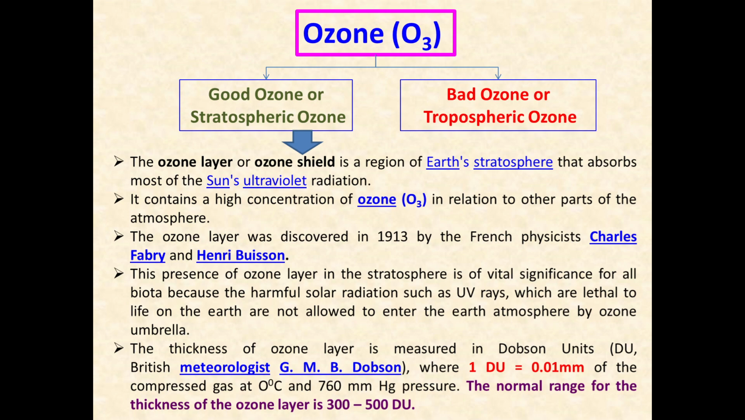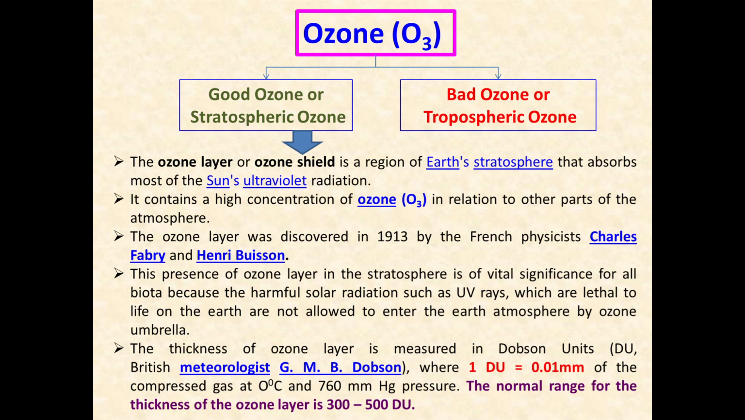The presence of the ozone layer in the stratosphere is of vital significance for all biota, because harmful solar radiation such as ultraviolet rays, which are lethal to life on the earth, are not allowed to enter the earth's atmosphere by the ozone umbrella. It acts as a protective umbrella in the stratospheric zone.